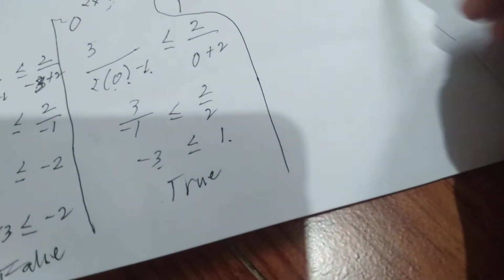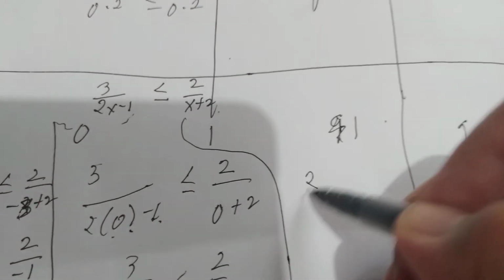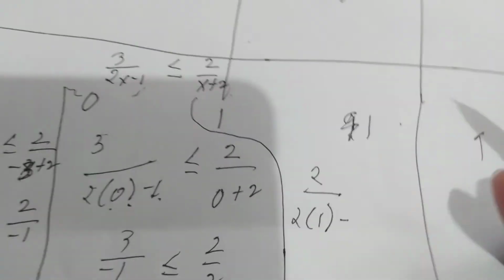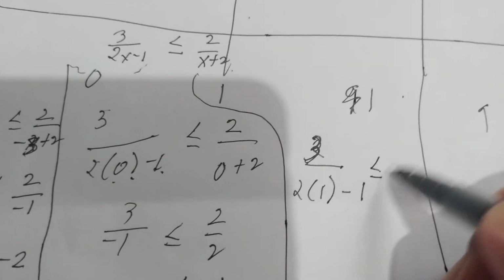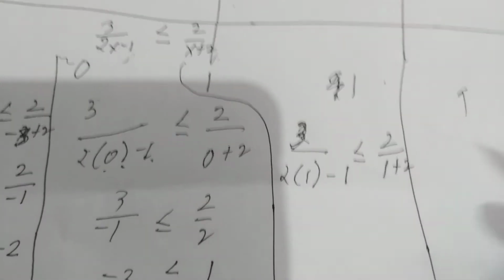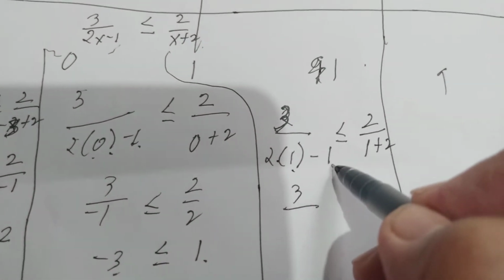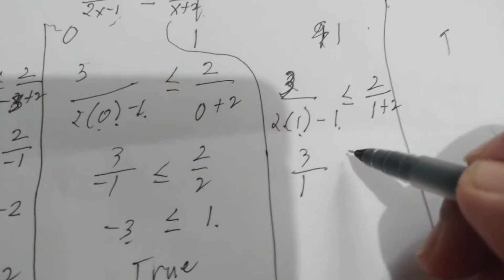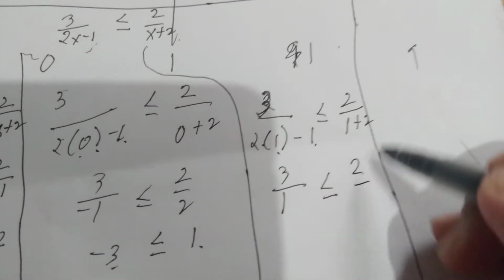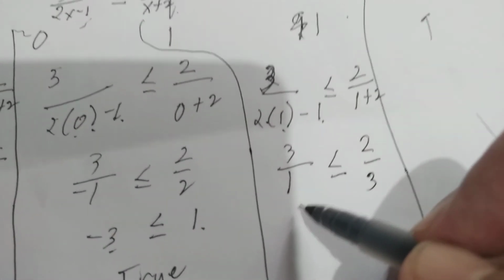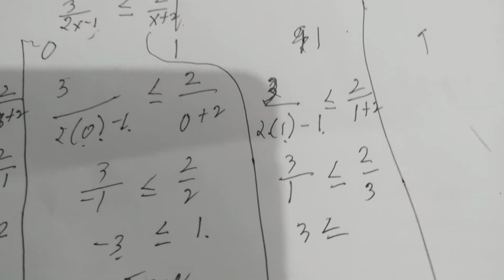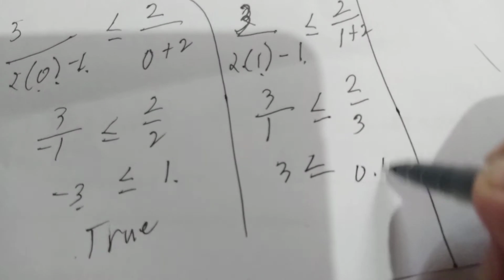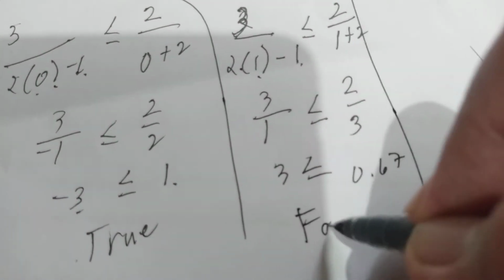Try naman natin ang 1. Dito na yung 9 mamaya. So, let's have 1. So, sa 1 naman, ganun ulit. So, 3 ang numerator, over 2 times 1 minus 1 is less than or equal to 2 over 1 plus 2. So, that is 3 over 2 times 1, 2 minus 1, 1 is less than or equal to 2 over 1 plus 2 is 3. So, 3 divided by 1, 3 is less than or equal to 2 divided by 3, and 2 divided by 3 is 0.67. So, obviously, 3 is not less than 0.67. So, the statement is false.